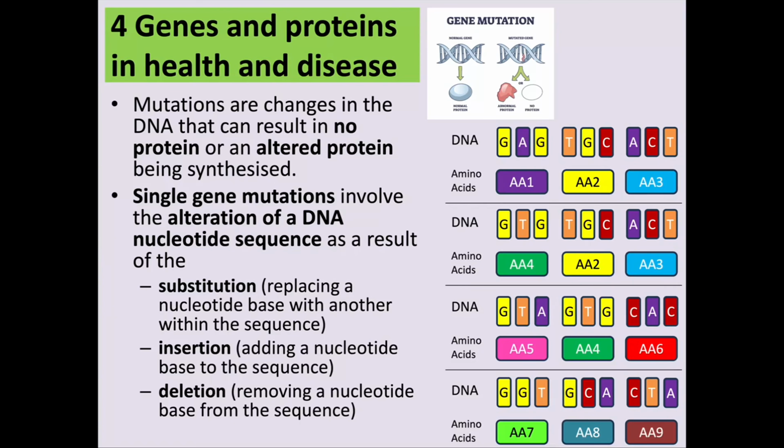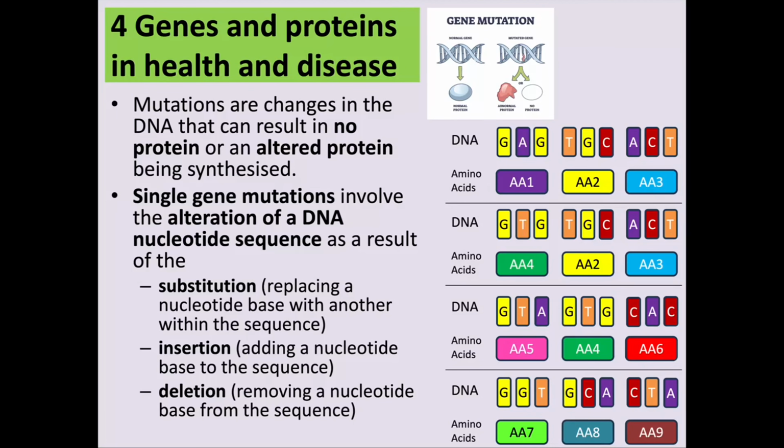So we're going to be looking at different types of mutations and how they impact the production of proteins. So we're going to kick off with the single gene mutations first of all. Now, single gene mutations are ones which involve the alteration of a DNA nucleotide sequence. A nucleotide base is altered in the sequence, and that can either have minimal impact or quite a large impact depending on the type of alteration that occurs there.